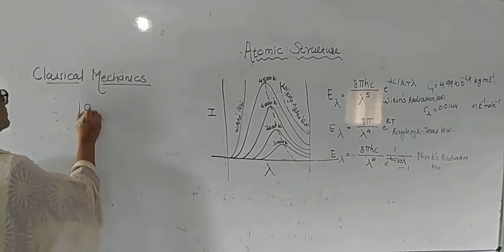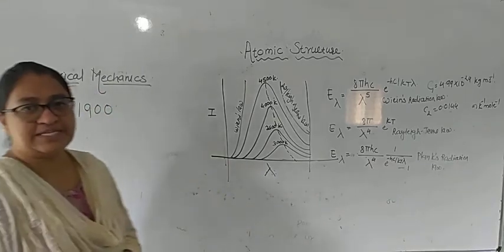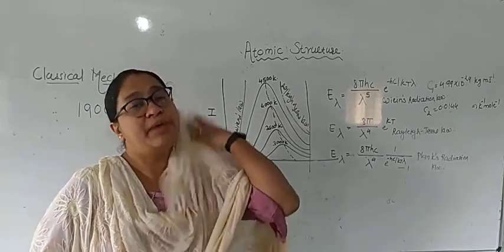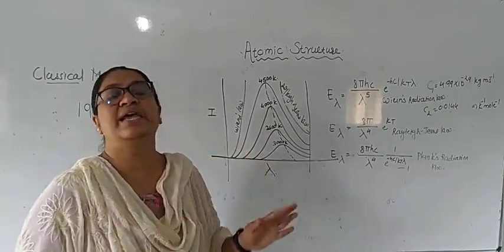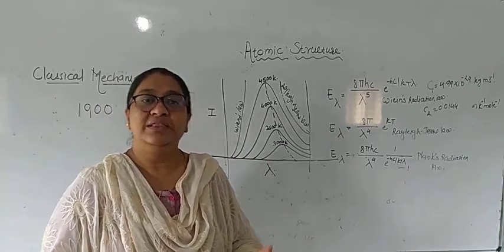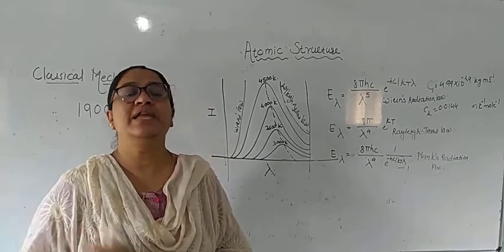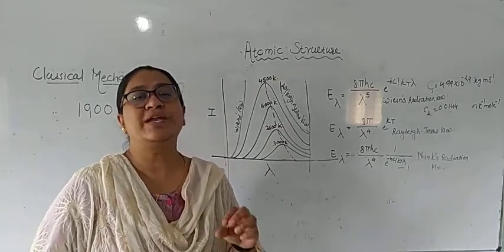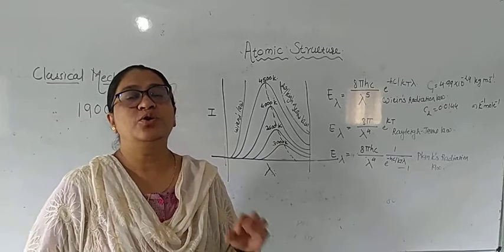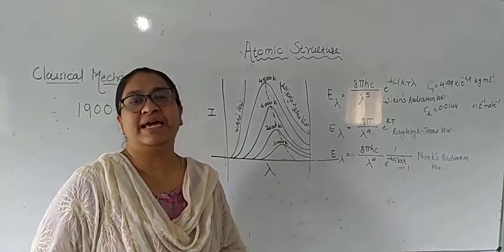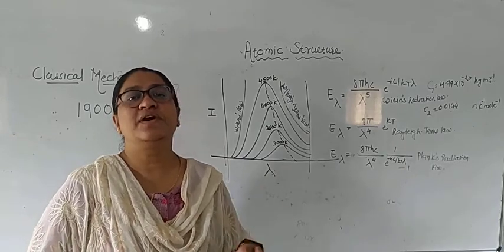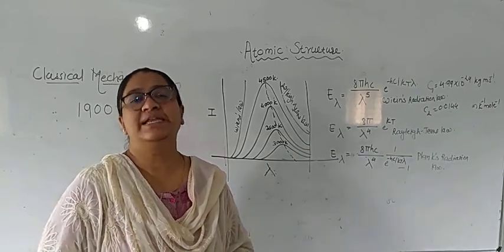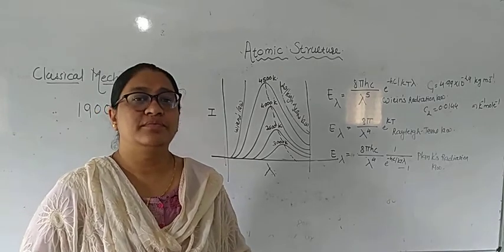Till 1900, all the objects which are large, that means the objects that we can see with the eye, their behavior was explained through this classical mechanical theory. But after 1900, different phenomena were experimented, and the results obtained were not explained with the help of the classical mechanical theory. The results were very different from the hypotheses of classical mechanical theory.